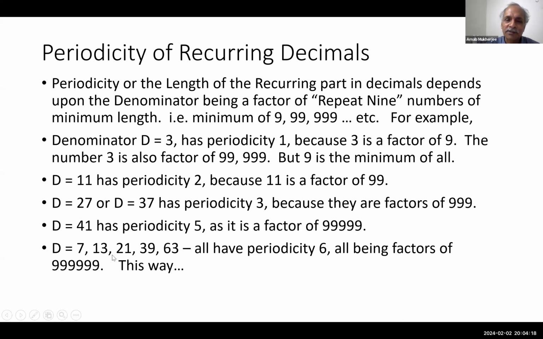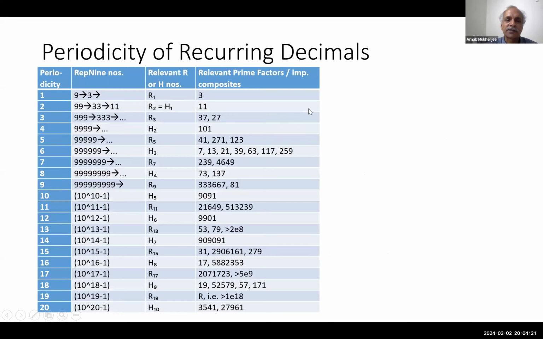So these are all having periodicity 6. Here there is a table. Can you see the table? In fact, 41 into 271 into 9: if you multiply, you can calculate that 41 into 271 into 9 is 99999. So these are the factors. This 271 is also a prime number. And of course, you multiply by 9, so it goes like that.